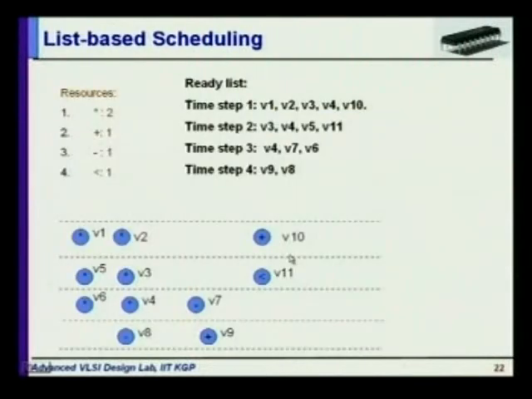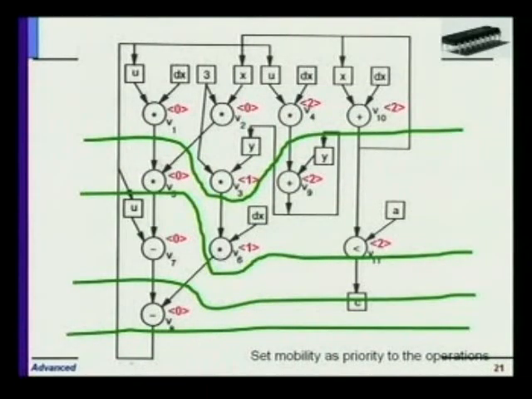I am explaining here the list based scheduling. The only thing given is your resources: you can use only 2 multipliers, but I am not specifying how much time you will require to execute. So you are going to find out the minimum time required for your design. This is basically resource constrained scheduling. Your resource is given, and you have to find out the minimum time required to schedule all these operations using those resources. List based scheduling is one example of that kind.